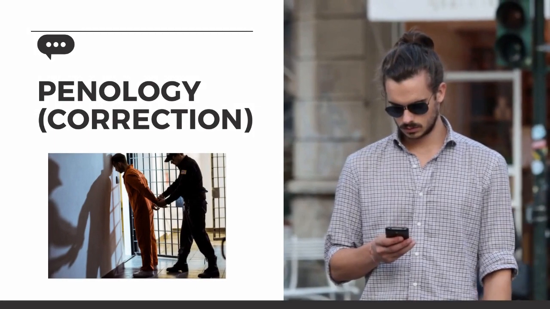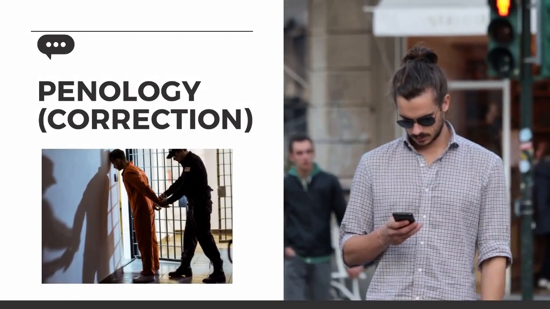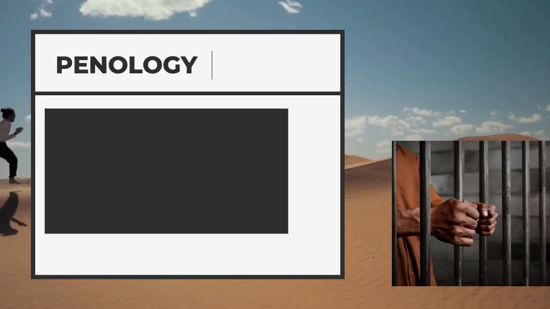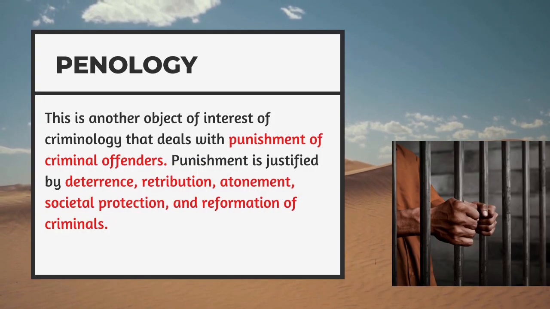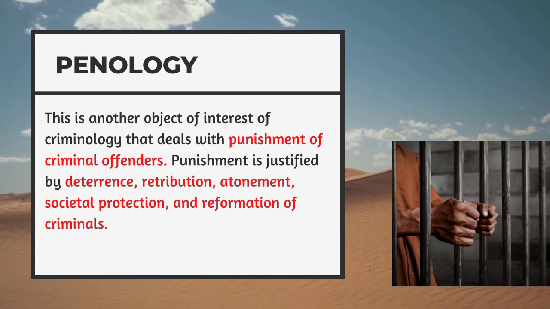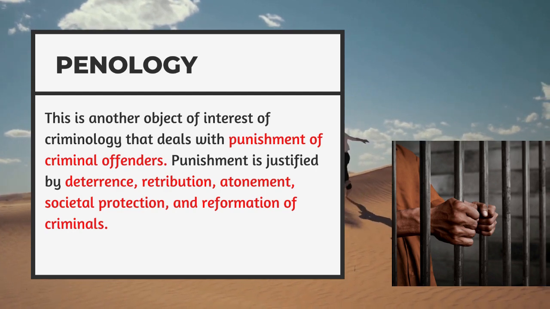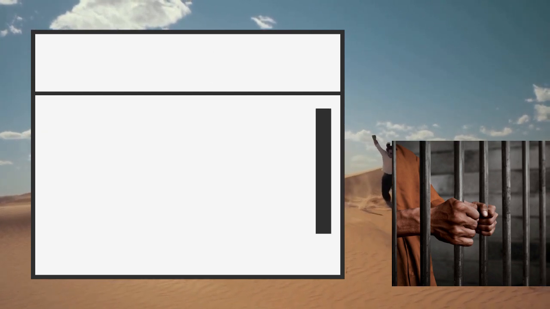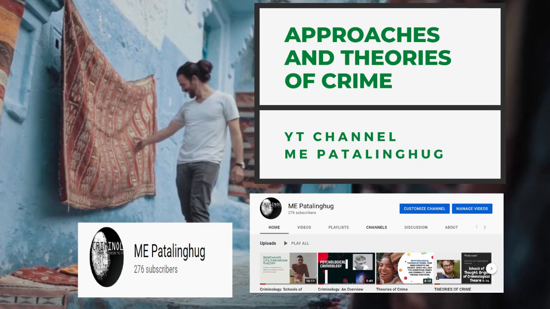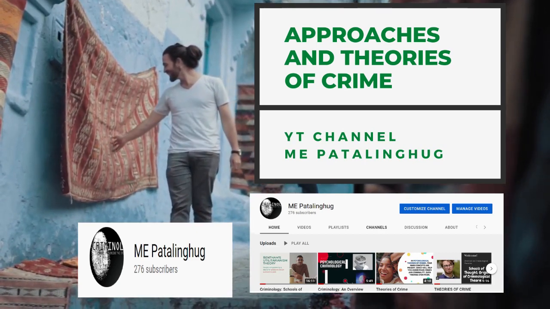The next object of interest in studying criminology is number 3. Penology or correction. Penology is another object of interest of criminology that deals with punishment of criminal offenders. Punishment is justified by deterrence, retribution, atonement, societal protection, and reformation of criminals. There are also approaches and theories of crimes which explain why criminal behavior exists.